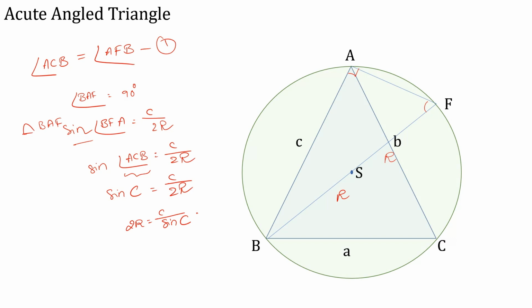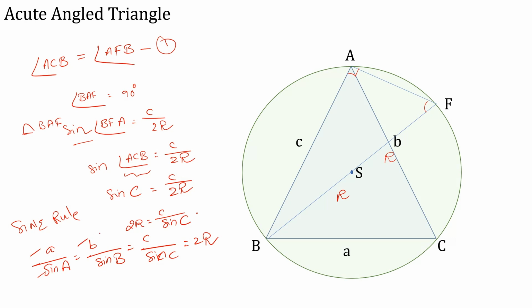So combining all these three, we can prove the statement, that is a upon sine A is equal to b upon sine B is equal to c upon sine C is equal to 2R. This is the sine rule, and if we know any three of these, we can find the other element.